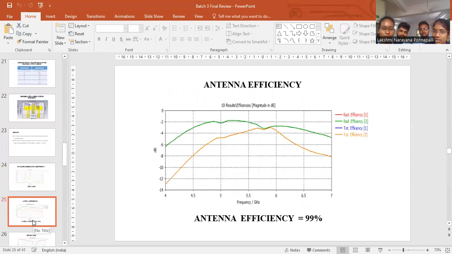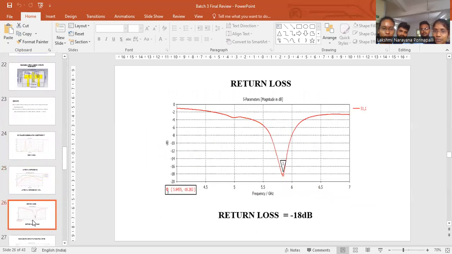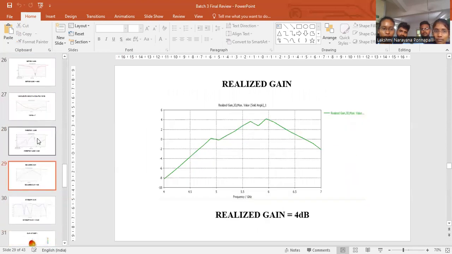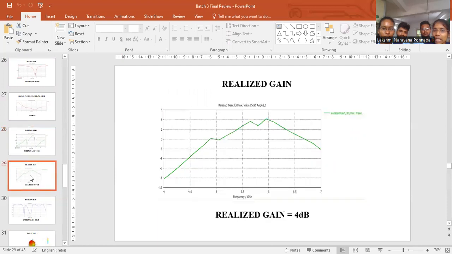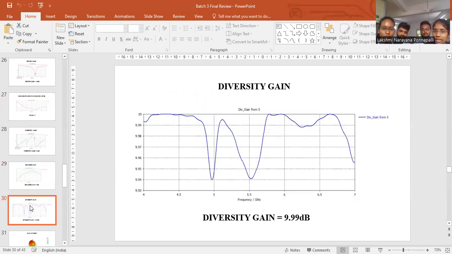Next, coming to antenna efficiency, we got an antenna efficiency of 99%. Here, we obtained a return loss of minus 18 dB. Here, we got an insertion loss of minus 24 dB. In realized gain, we got 4 dB gain. Diversity gain we obtained in our proposed project is 9.99 dB.